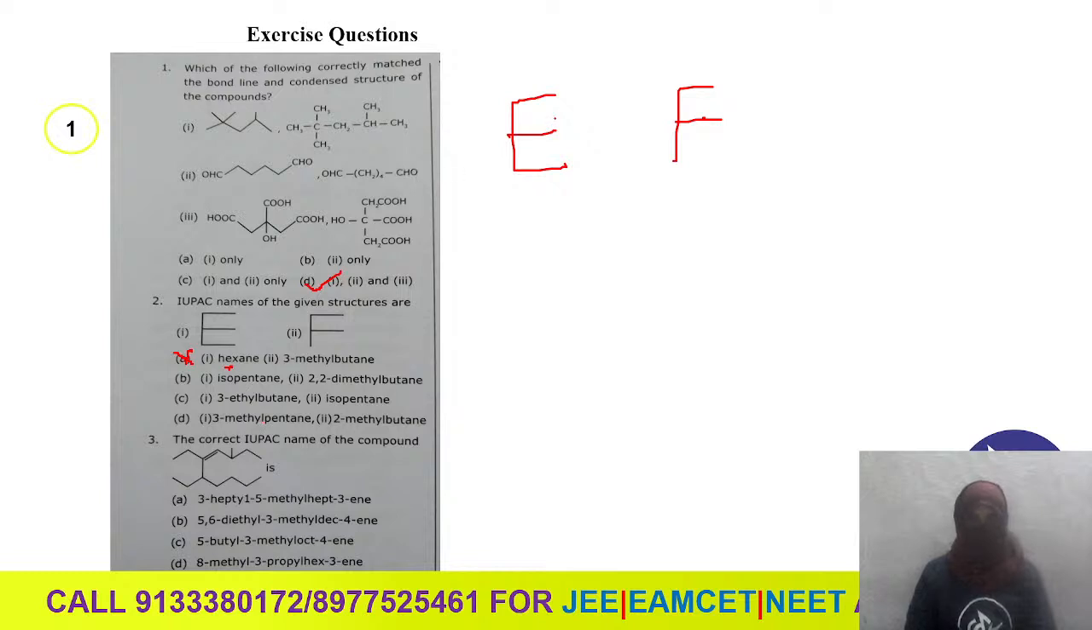Let us see. 1 carbon, 2 carbon, 3 carbon, 4 carbon, 5 carbon. 5 is pent, single bond, pentane. At first, second, third, fourth, fifth carbons. At the third carbon, one carbon branch is there. One carbon is known as methyl. Hence, at third, methyl. The name of E is 3-methyl pentane.